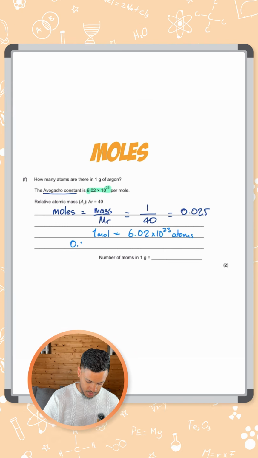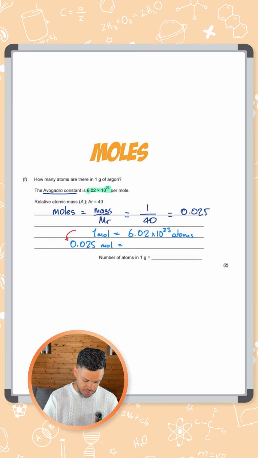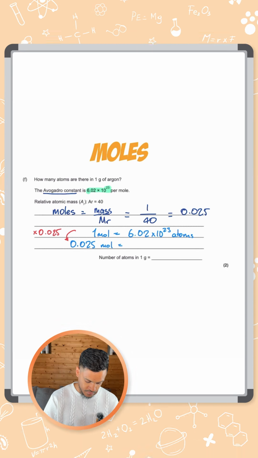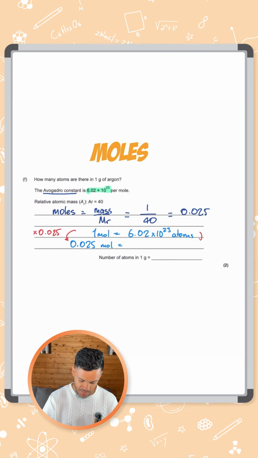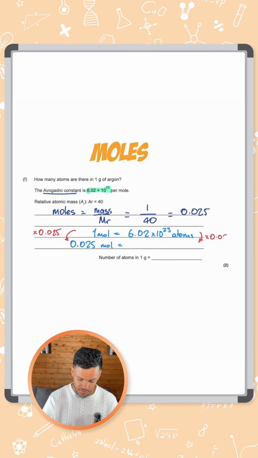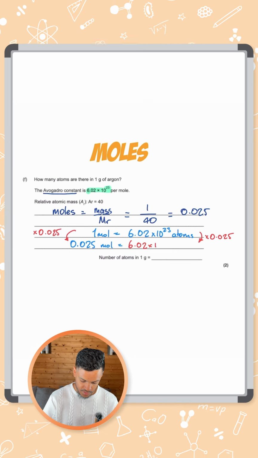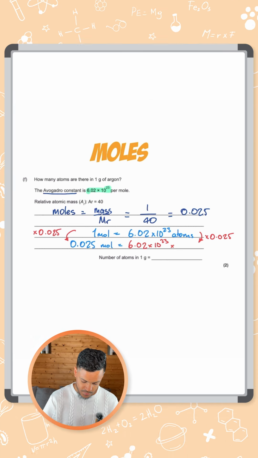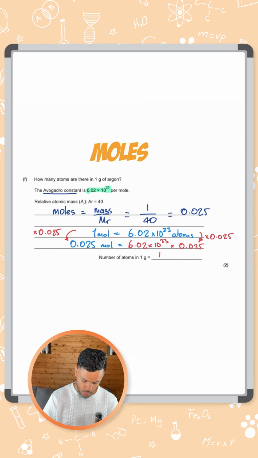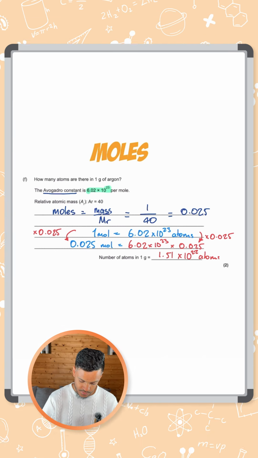Therefore, we want to work out what 0.025 moles is. So in order to get from 1 to 0.025, you need to get your 1 and multiply it by 0.025. We need to do that on the other side. We want to get our 6.02 times 10 to the 23 and multiply that by 0.025. And that's going to give us our answer. So 6.02 times 10 to the 23 times by 0.025, and that gives a final answer of 1.51 times 10 to the 22 atoms. There we go.